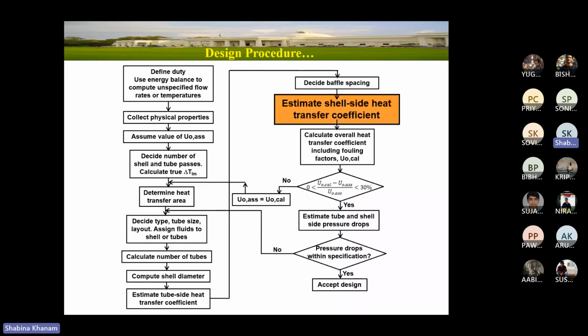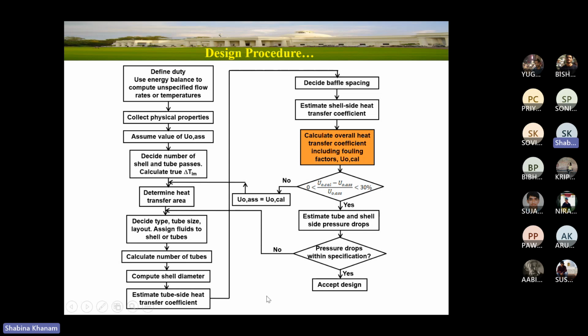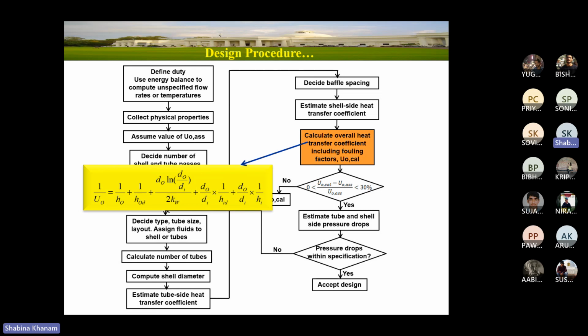So we have already seen the shell side heat transfer coefficient. Once I'm having this, we can calculate the overall heat transfer coefficient, because you have HI, that is the tube side coefficient, HO, the shell side heat transfer coefficient, and dirt factors. You will already consider that while assigning the fluid from the standard table. And the thermal conductivity of the material that you need to see.